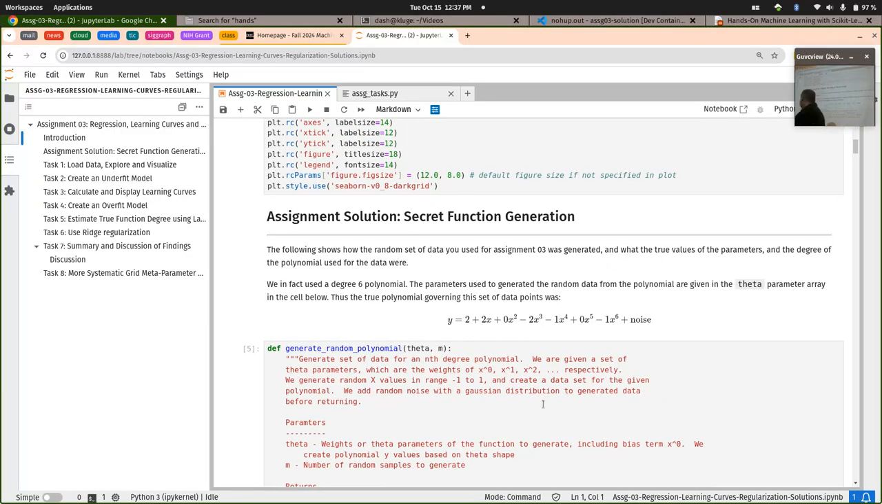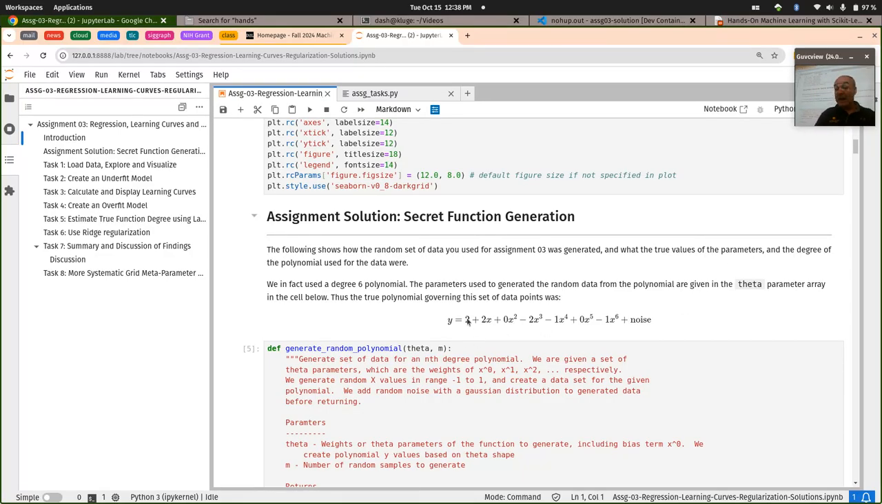Let me first point out that there is the full function that was actually used to generate the data that you were trying to fit on this assignment. It was a degree 6 polynomial with these values for the parameters. We actually zeroed out some of them. The quadratic and the fifth power weren't in there. And everything else was just fairly simple, one or two or negative, adding or subtracting that polynomial in there.